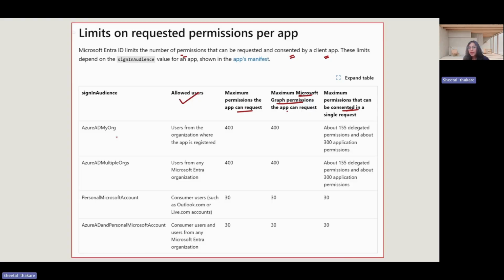So here you find for Azure AD My Organization about 155 delegated permissions and 300 application permissions. Whereas for Azure AD multiple organizations, you get the same limit, about 155 delegated permissions and about 300 application permissions. These limits are subject to revision, so always refer to the recent document for the revised data.